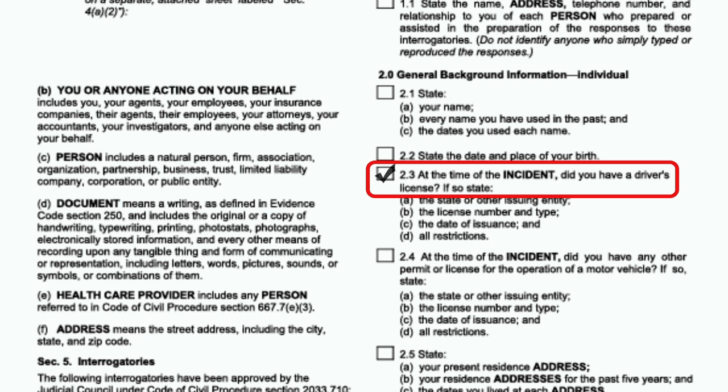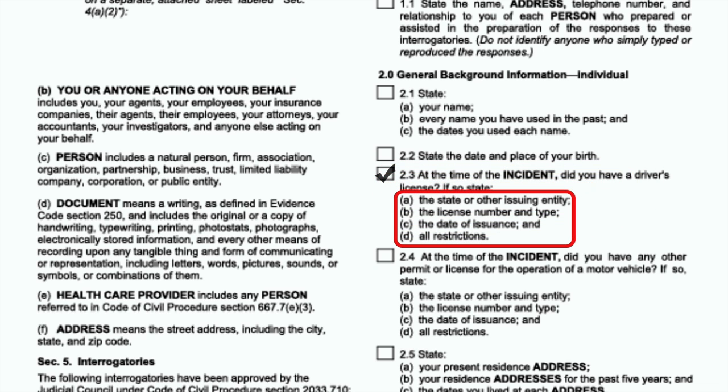Now that question then has subcategories: A, B, C, and D. Each of those subcategories needs to be answered as well if you answered yes. So if you answered yes, I have a license, then A is going to be name the state of the issuing entity. In other words, identify where you got your license, if you got it in California, for example. B is the license number and the type. So you're going to write the license number down, and then you're going to put the type. Most people have, for example, a C license as opposed to a commercial A license, those types of things.